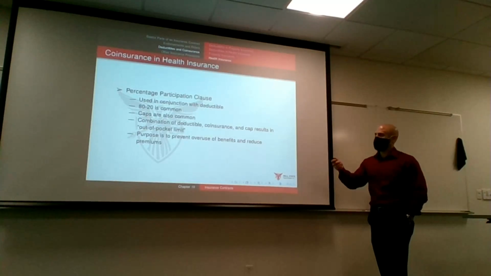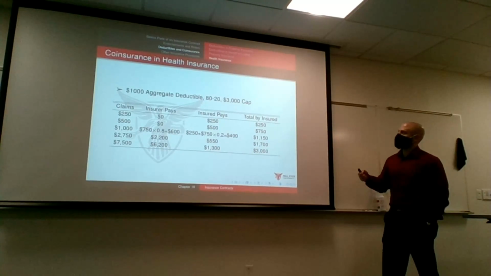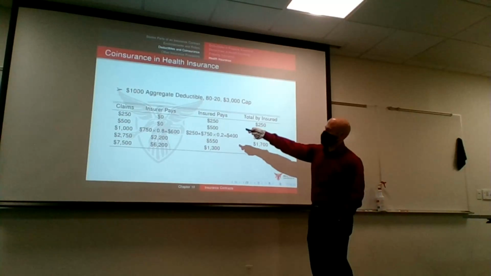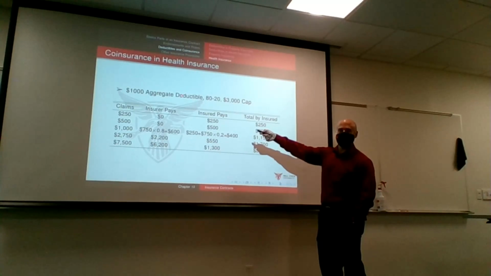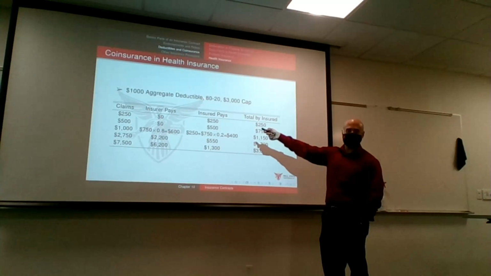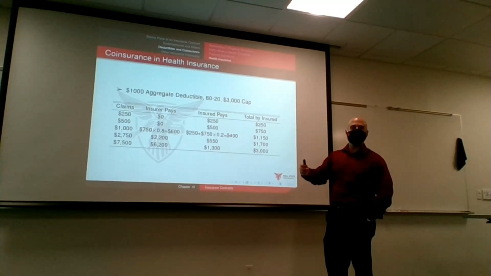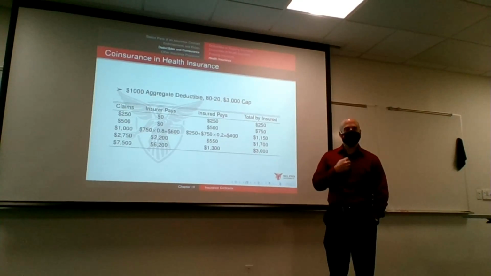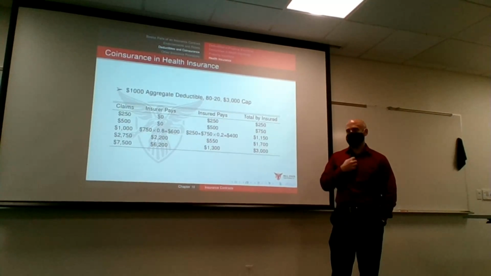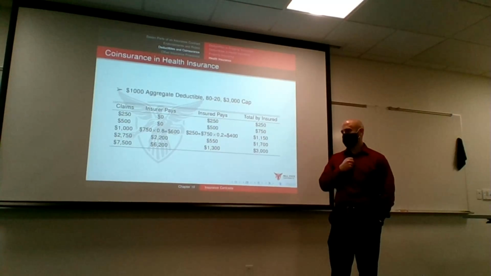So it's out-of-pocket limits. But let's look at co-insurance instead. Let's say we have that $1,000 deductible, an 80-20 cost sharing. So 80% is going to be the insurance company. 20% though, if we have this policy, we're going to have to pay for 20% of every loss after the deductible. Okay. Up to $3,000.